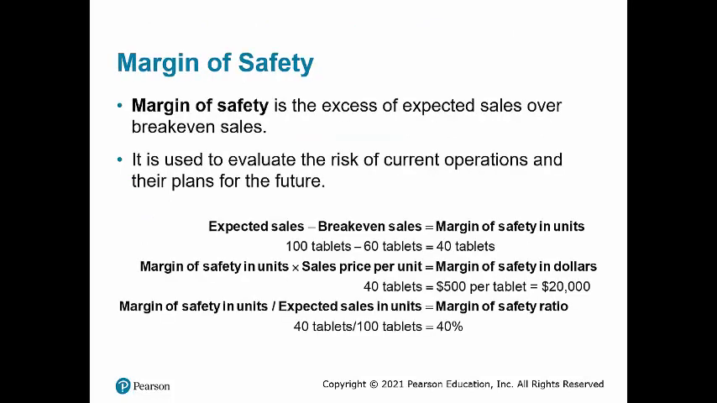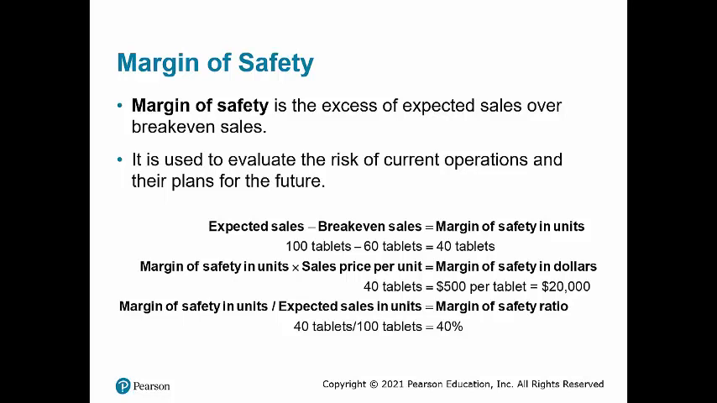The margin of safety is the excess of expected sales over break-even sales. It is the amount sales can decrease before the company incurs an operating loss. It is the cushion between profit and loss. Managers use the margin of safety to evaluate the risk of both their current operations and their plans for the future. The margin of safety focuses on the sales part of the equation, that is, how many sales dollars the company is generating above break-even sales dollars.